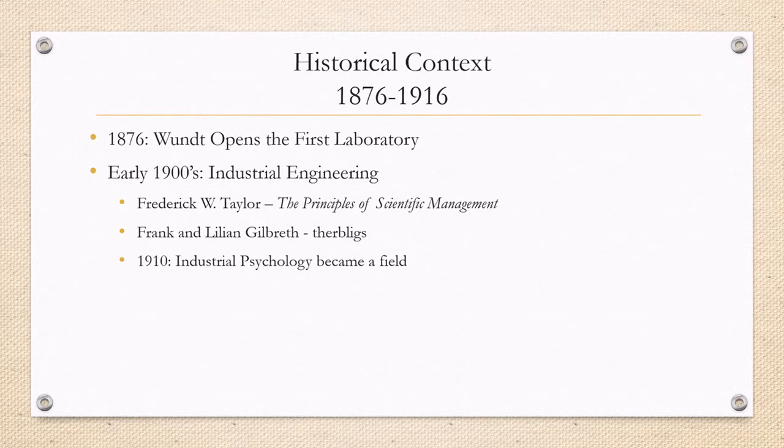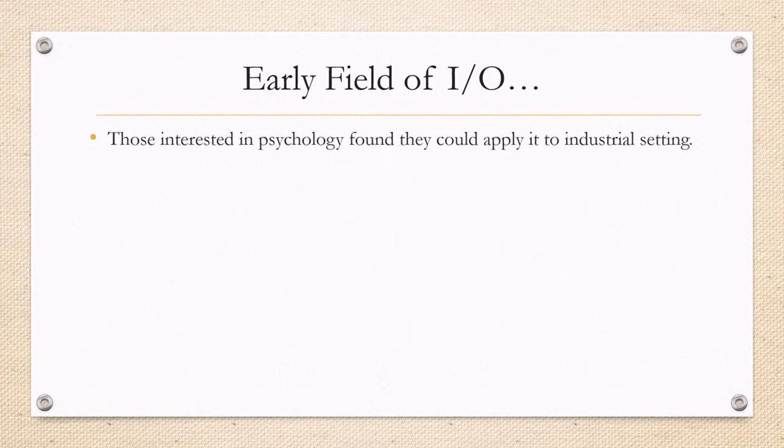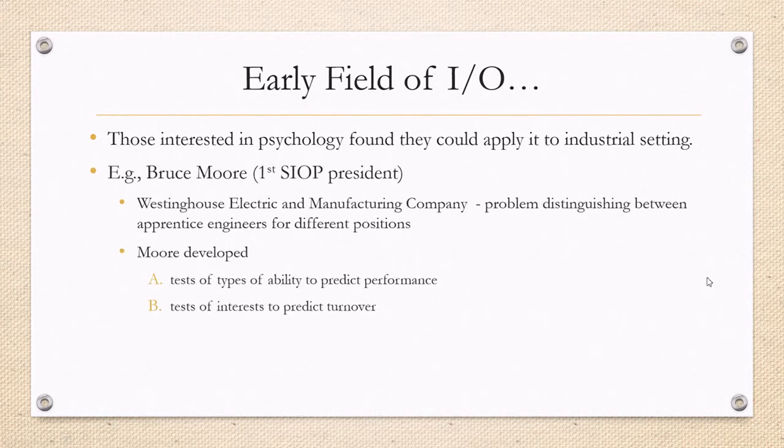In 1910, industrial psychology became an official field. So the early field of IO psychology consisted of people who were interested in psychology and had studied psychology in school and found that they could apply it to industrial settings. For example, Bruce Moore, who was the first PSYOP president, was introduced to a problem with the Westinghouse Electric and Manufacturing Company.